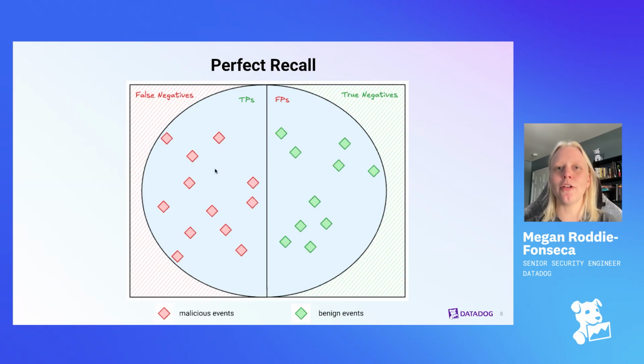So a perfect recall detection, if this circle is our detection, we could say alert on every single registry persistence event. So all the keys that could lead to persistence, tell us if one of those keys is modified. That would be this detection. Now, this is great because anytime a threat actor establishes persistence via the registry, we're going to catch it.